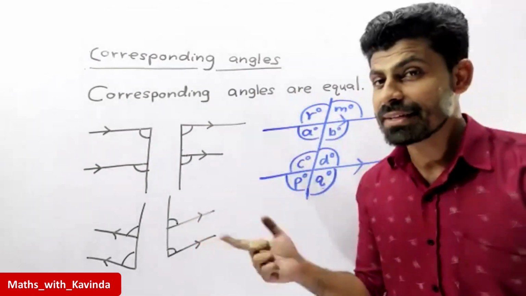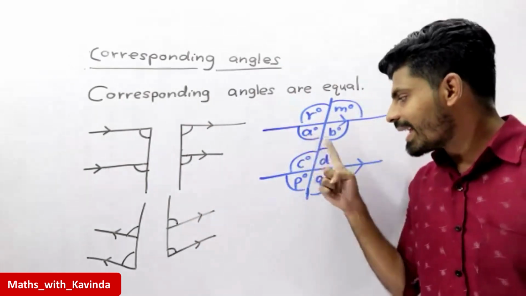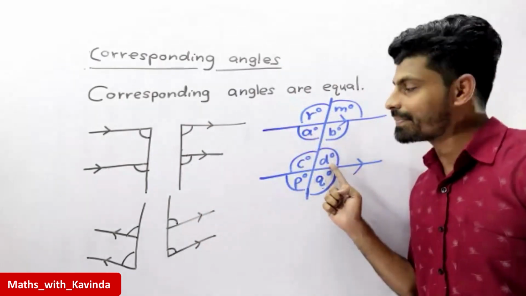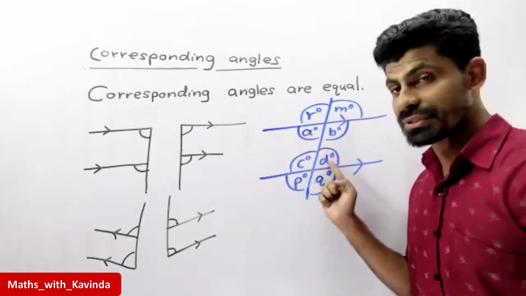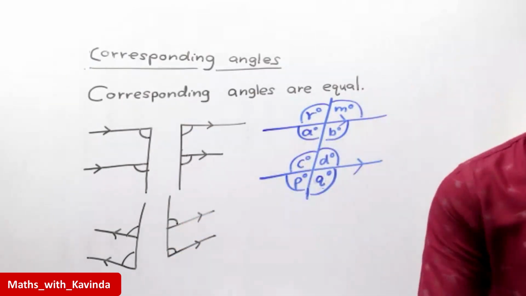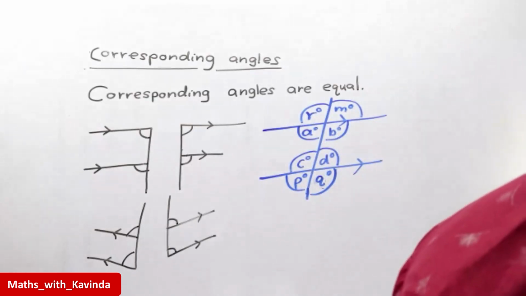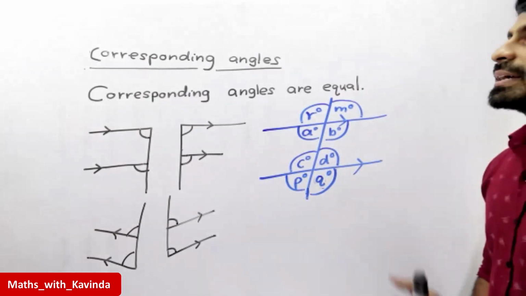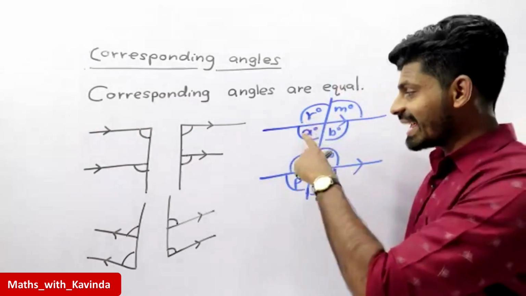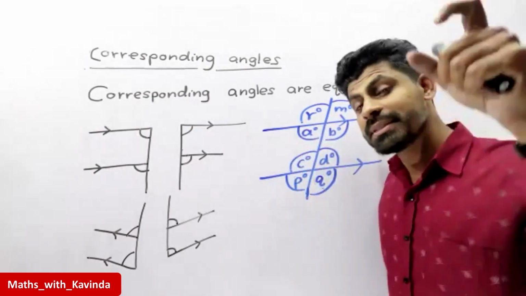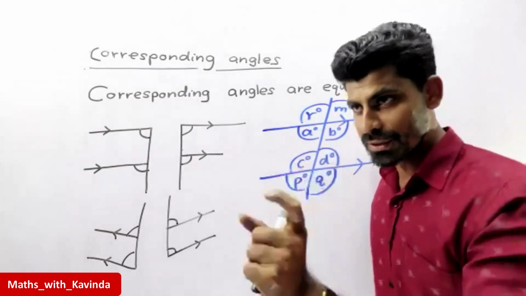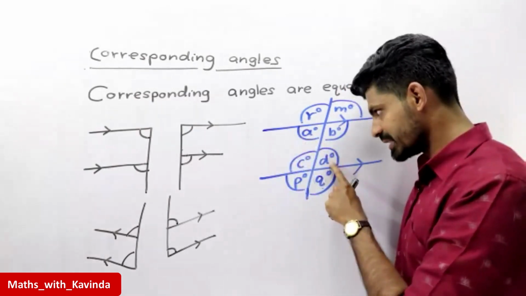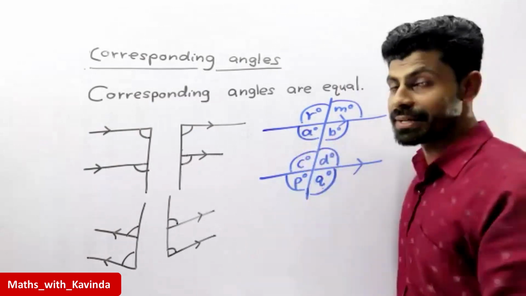Can you remind the previous one? Alternate angles. A equals to D, B equals to C. I'm talking about the alternate angles, not the corresponding angles. A equals to D, B equals to C.